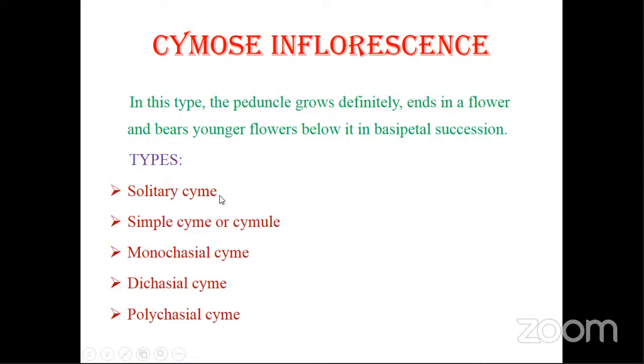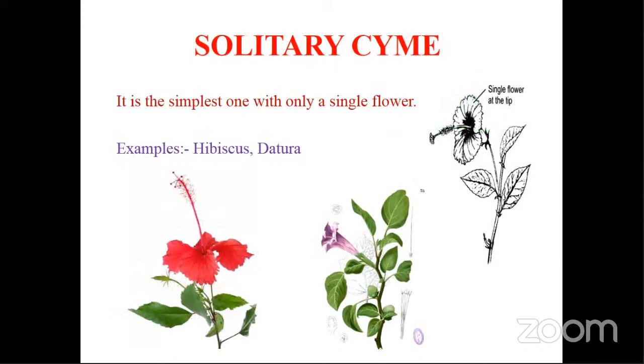Different types of cymose inflorescence are solitary cyme, simple cyme, monochasial, dichasial, and polychasial cyme. In solitary cyme, solitary means single, only one. Solitary cyme inflorescence produces only one flower. This is the simplest cyme, having only one flower. Inflorescence is a group of flowers, but here the inflorescence has only one flower. Then why do we call it inflorescence?